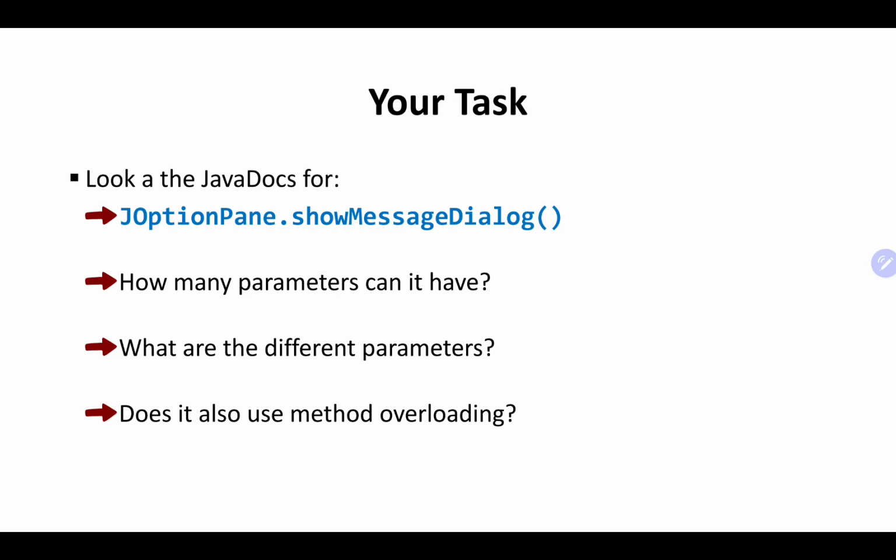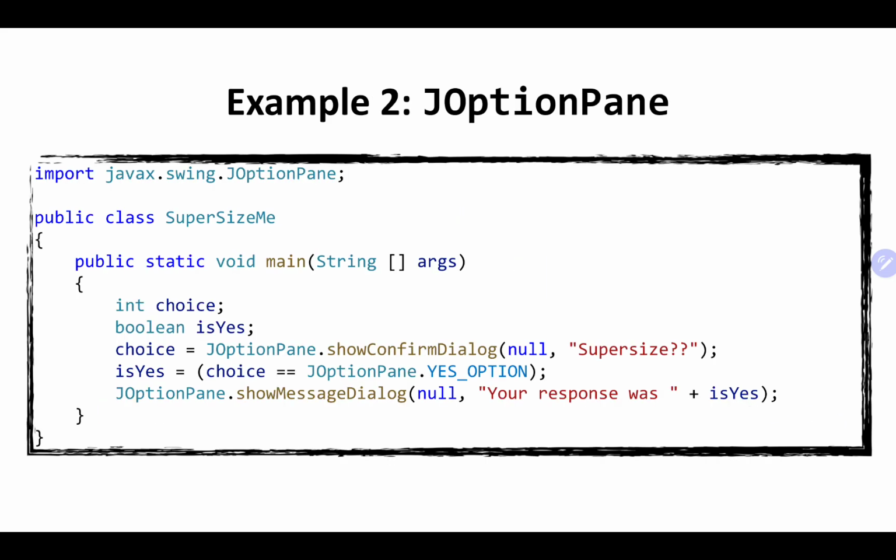Okay, now for show message dialog, we explained already how many parameters it has. 2 parameters. What is the difference of the parameters? The first one is the parent or the frame, and the second one is what we want to show inside a message dialog. And does it use method overloading? Yes.